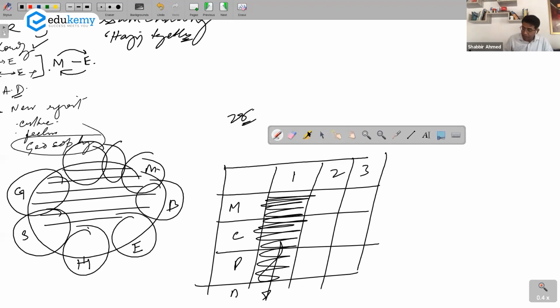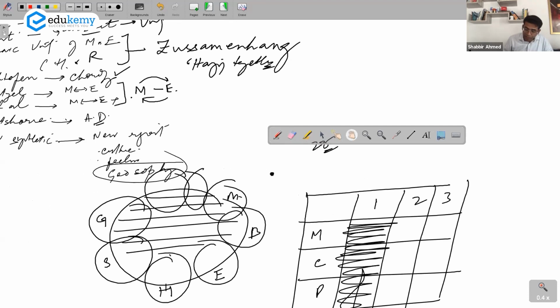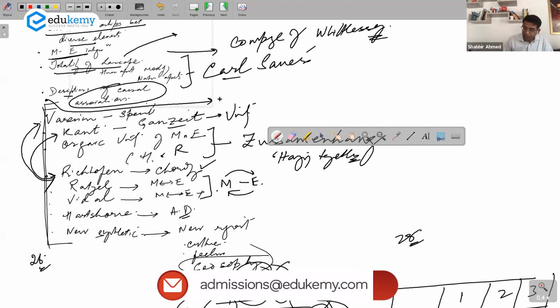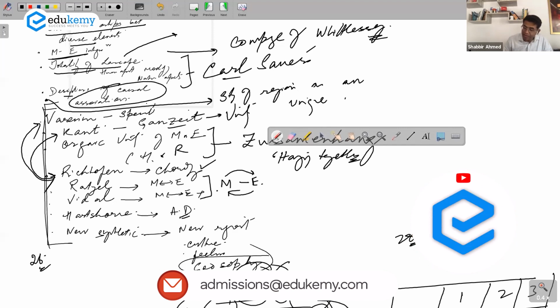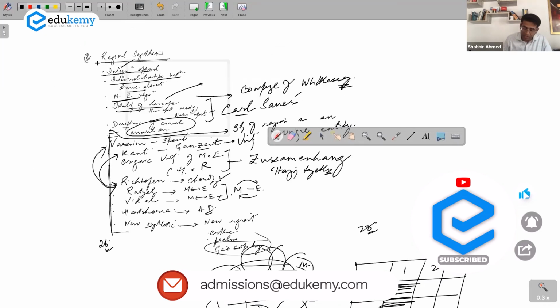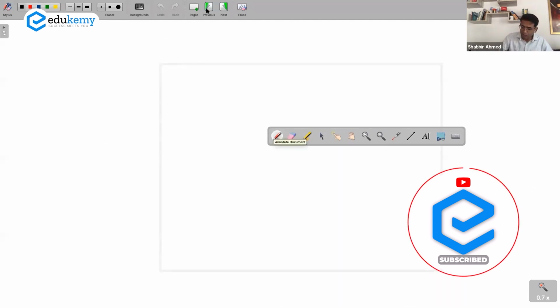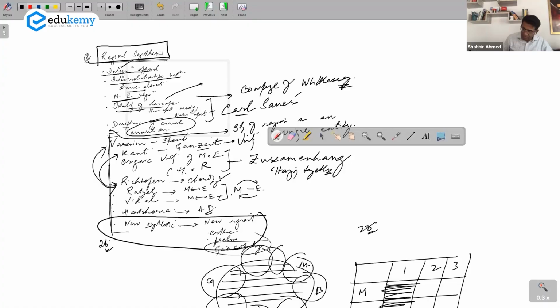I forgot this. That you add in these points, that this synthetic approach, it also includes study of a region as an unique entity. What is this concept of regional synthesis? Okay? You can conclude this one on this line, the new synthesis.